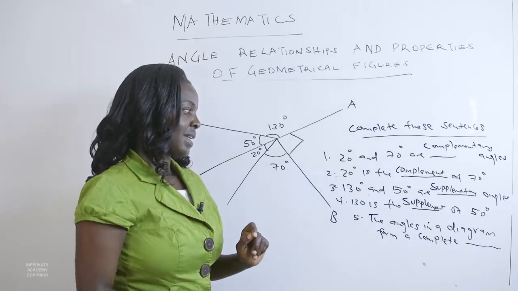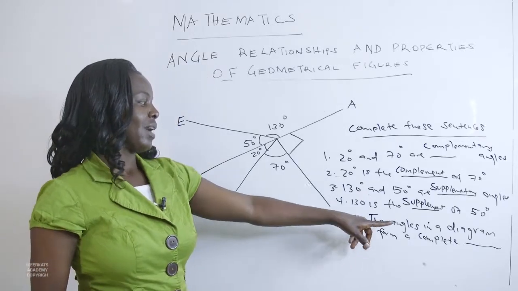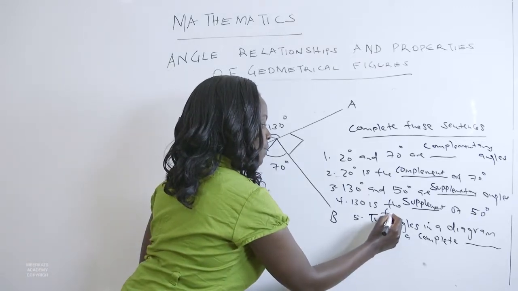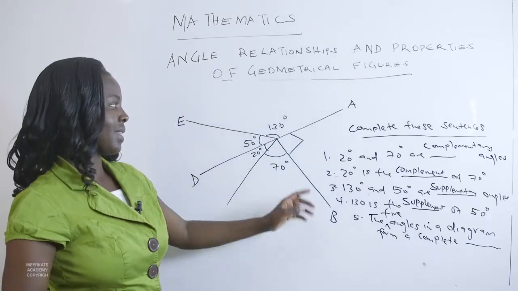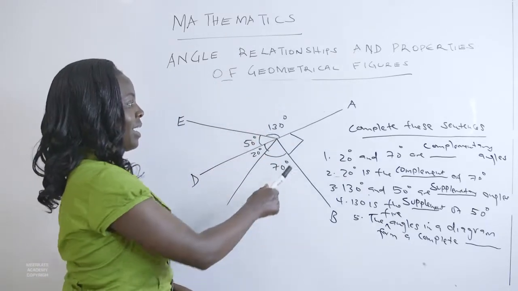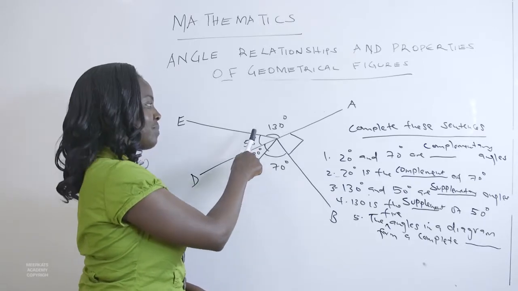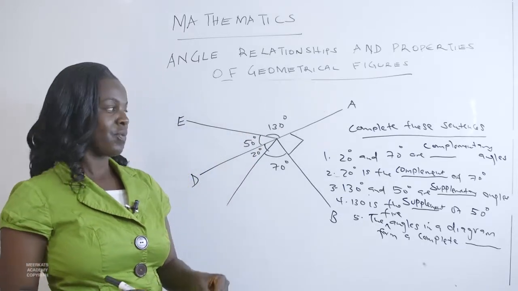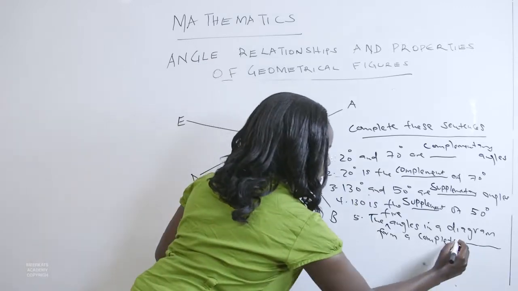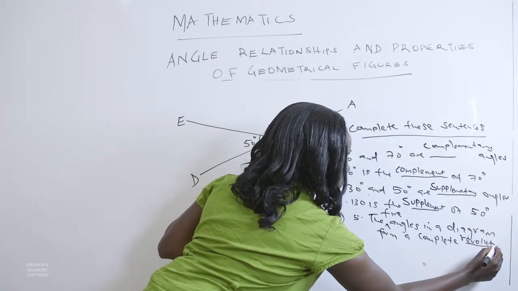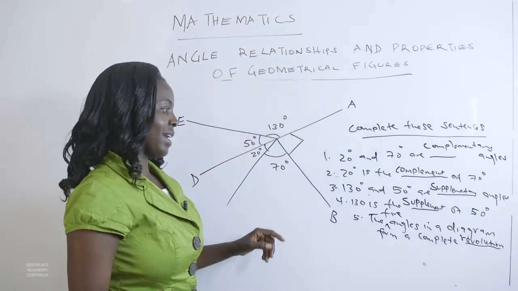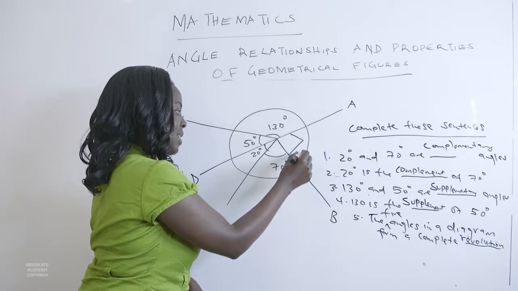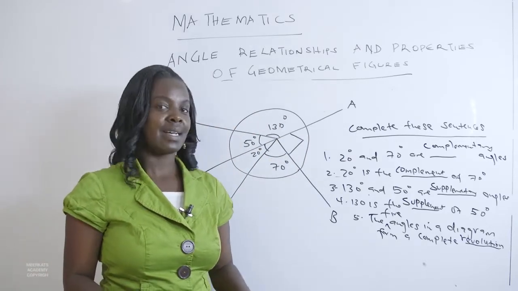Supplement of 50 degrees. Then the angles in a diagram form a complete dash. There are 5 angles. The 5 angles in this diagram. When we add 90 plus 70 plus 20 plus 50 plus 130, all these angles here, what do you get? You realize that we get a complete turn, which we said is called a revolution. So the angles in a diagram form a complete revolution. Complete revolution. 360 degrees.